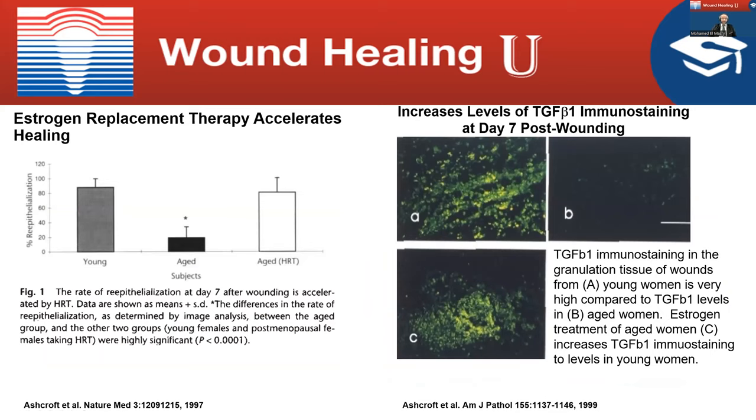It was studied in humans as well as in experimental animal studies, and it was proven that ovariectomized rodents showed decreased wound healing over time, and when they were replaced by estrogen, they regained the normal healing of the wounds. This was also studied in humans, as you can see here.